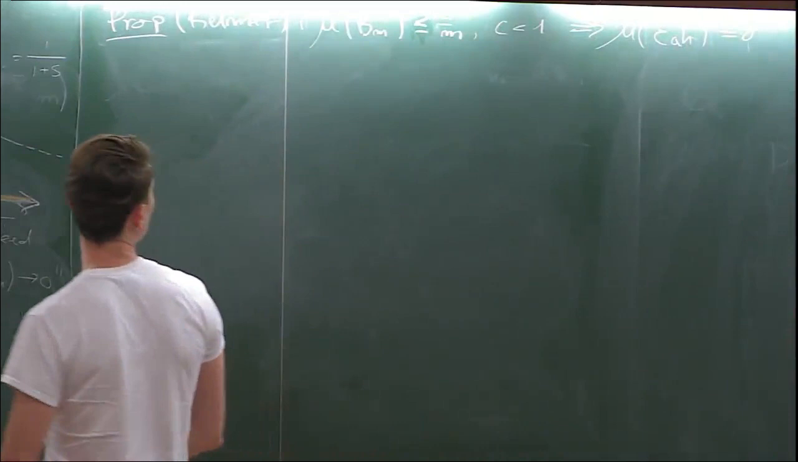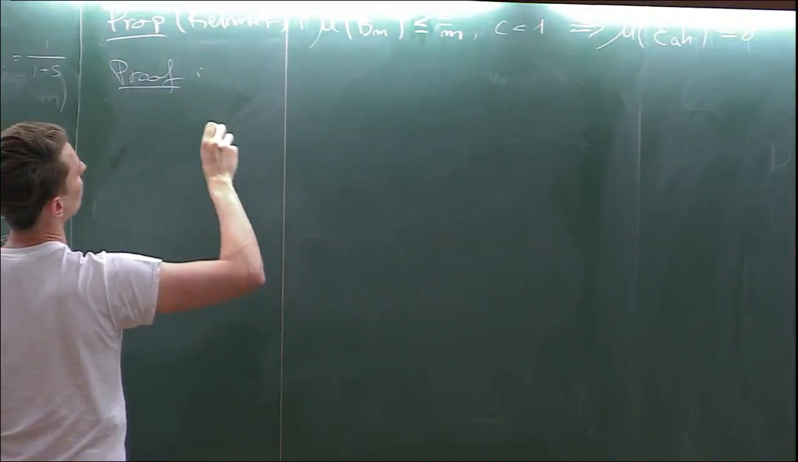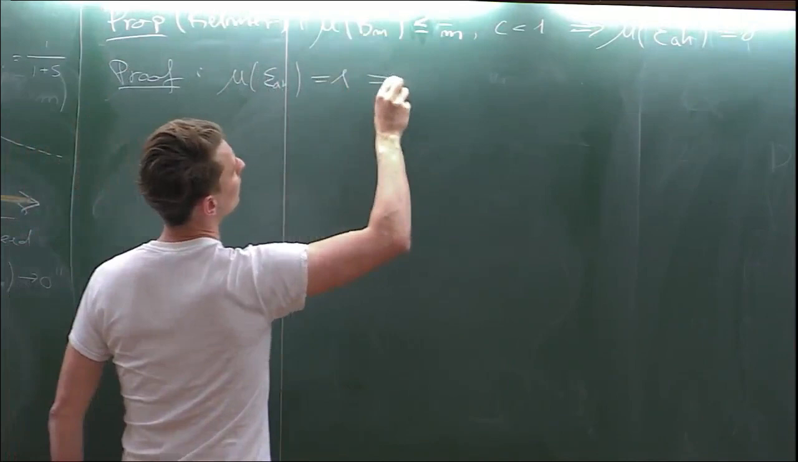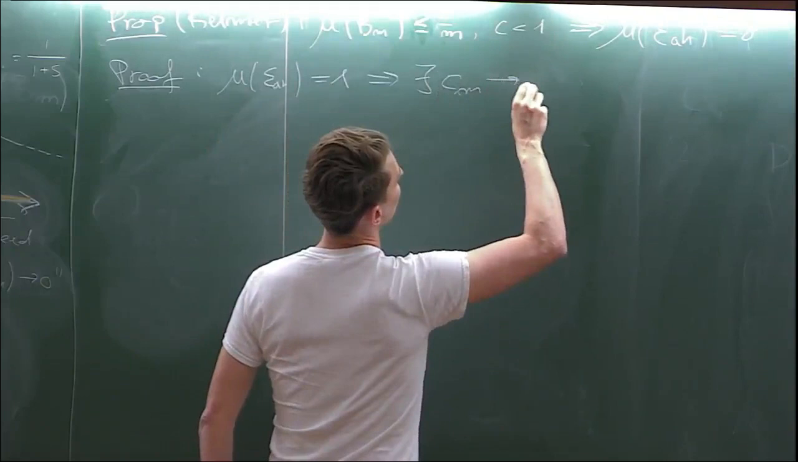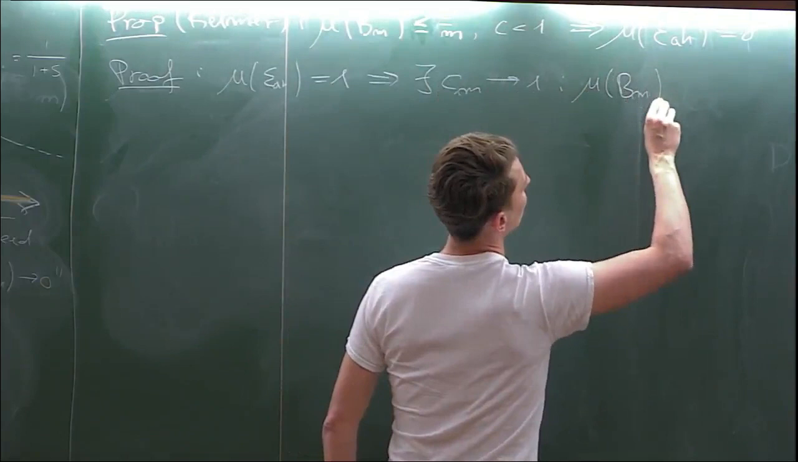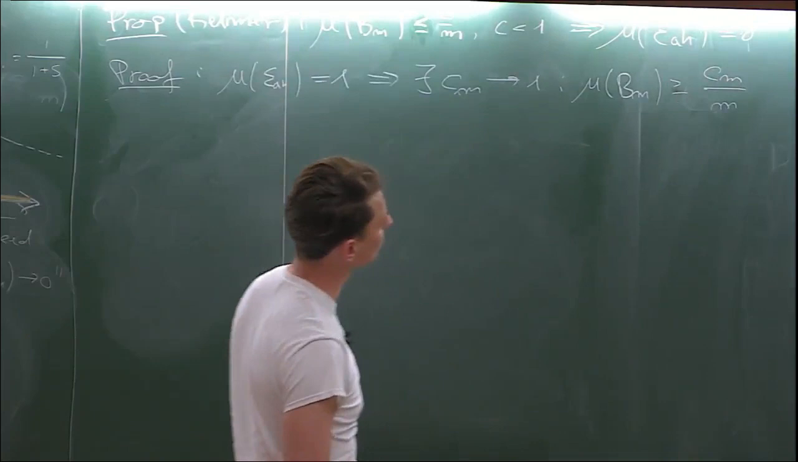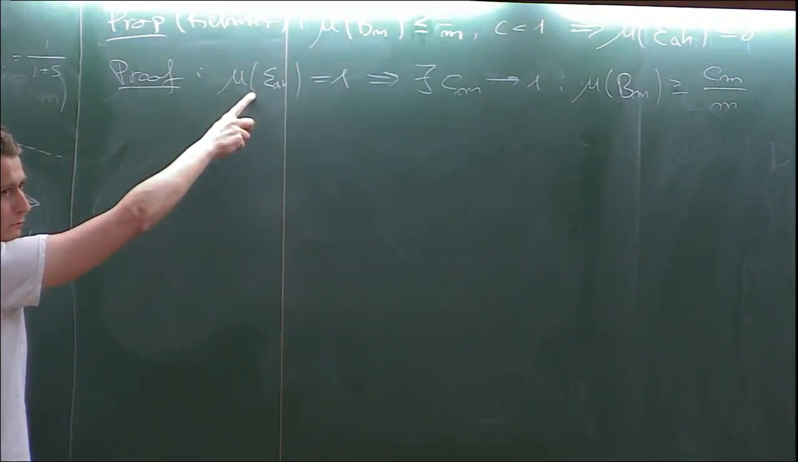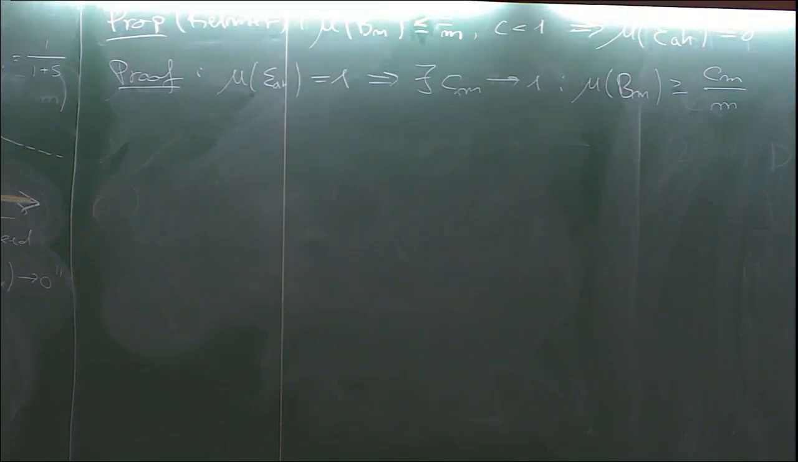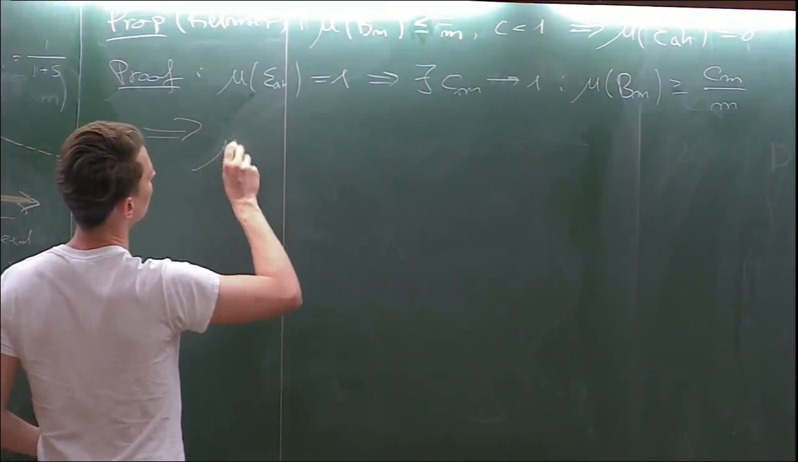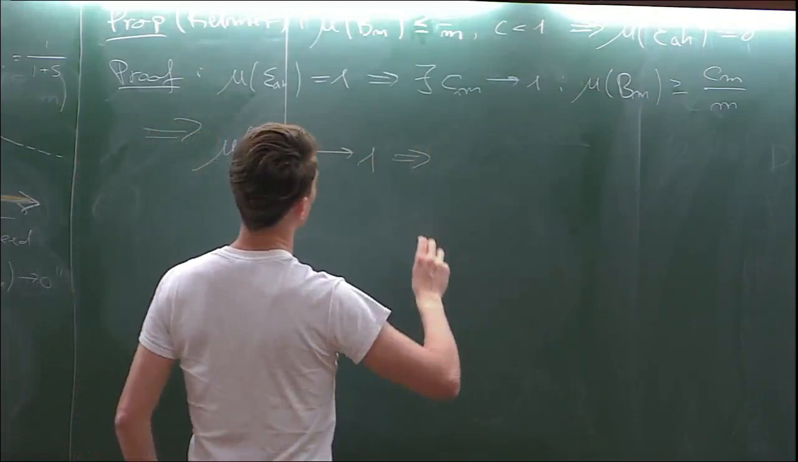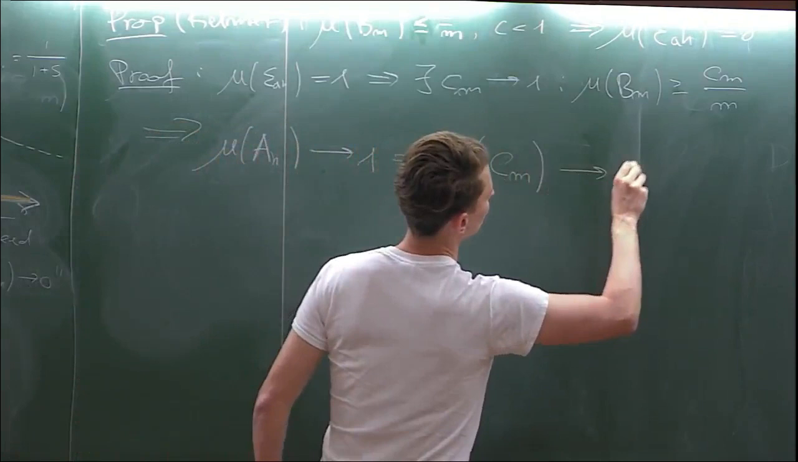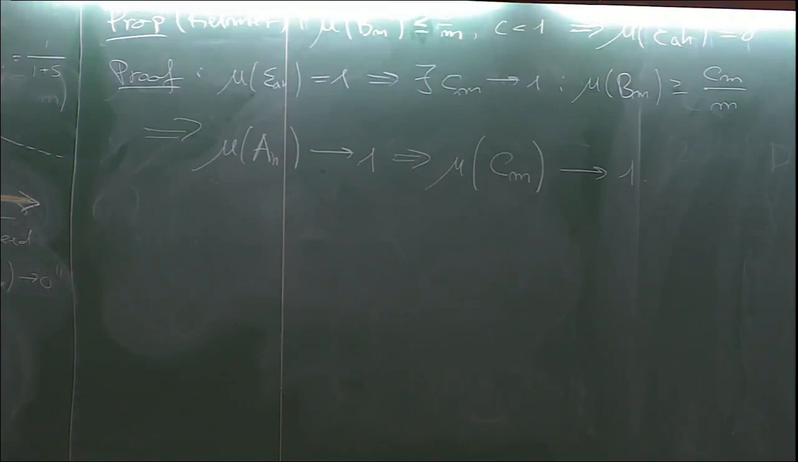Okay, it's a very easy proof. We prove the negation: we prove that if the measure is 1, then this implies the existence of a sequence c_m, which goes to 1, such that the measure of B_m is larger than or equal to c_m divided by m. The measure of the set being equal to 1, from our definitions over here, is the same, because of this nesting property, as saying that the measure of the A_n needs to go to 1. But the measure of the A_n going to 1 means that the measure of the C_m needs to go to 1, because A_n is this intersection. If the measure of these doesn't go to 1, the intersection surely won't go to 1.